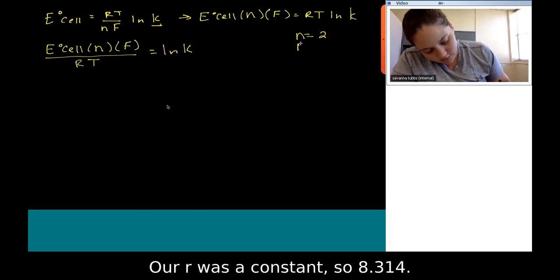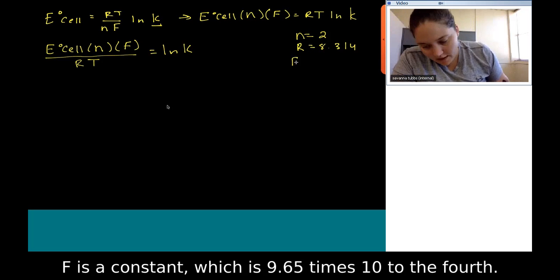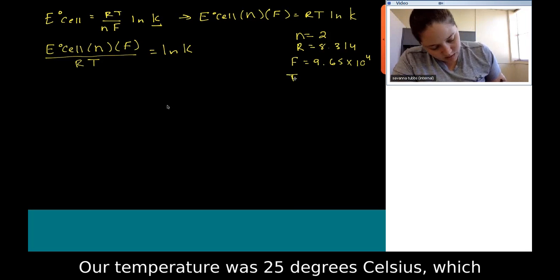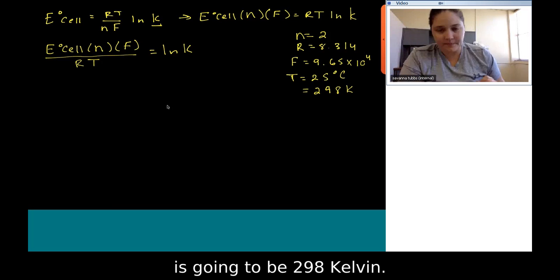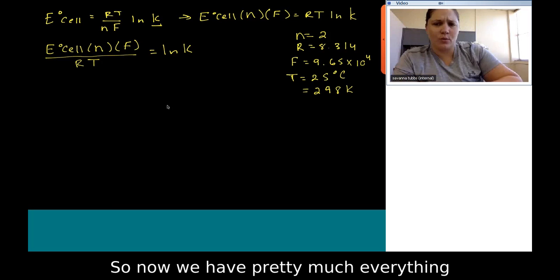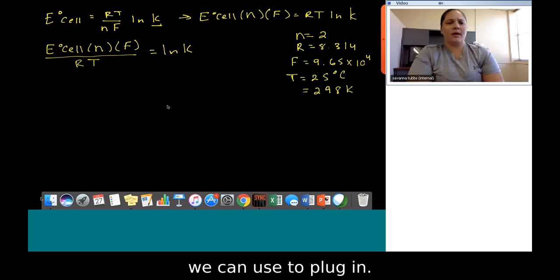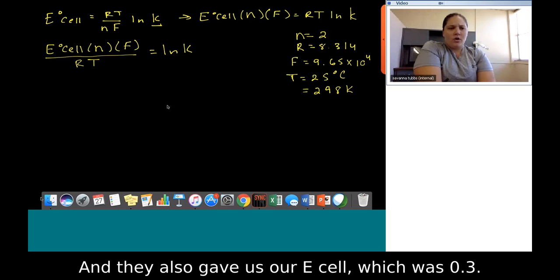Our R was a constant, so 8.314. F is a constant, which is 9.65 times 10 to the 4th. Our temperature was 25 degrees Celsius, which is going to be 298 Kelvin. So now we have pretty much everything we can use to plug in. And they also gave us our E cell, which was 0.3.